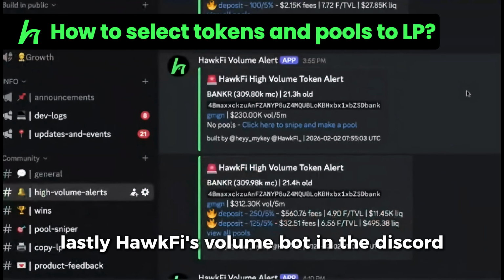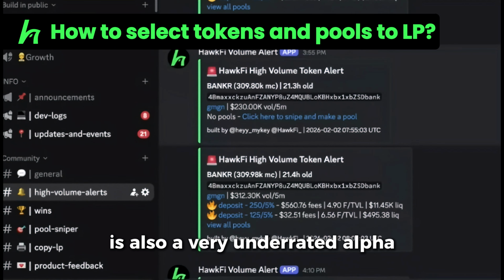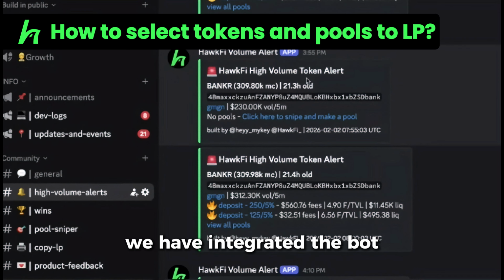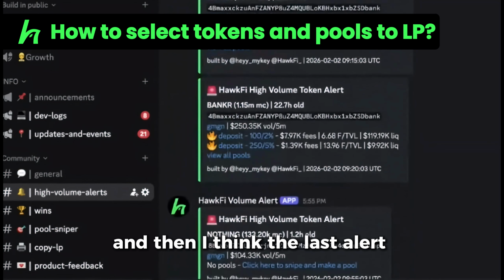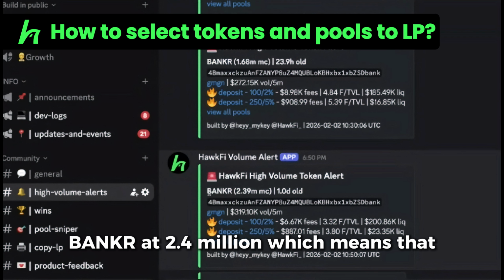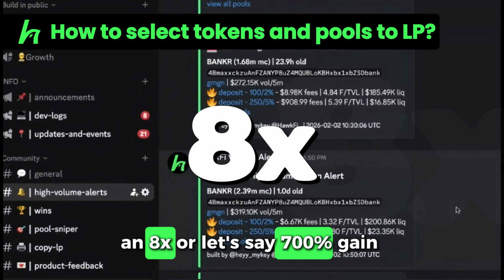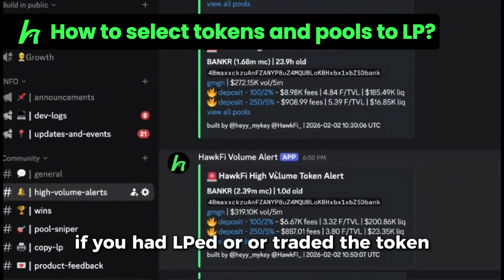Lastly, HawkFi's volume bot in the Discord, which we highly suggest you join, is also a very underrated alpha. Just to give you one example, in this channel where we have integrated the bot, the HawkFi volume bot found Banker at 300K market cap. And then I think the last alert recently was at 2.4 million. Yeah, there you go. Banker at 2.4 million, which means that that would have been an 8x, or let's say 700% gain if you had LP'd or traded the token.